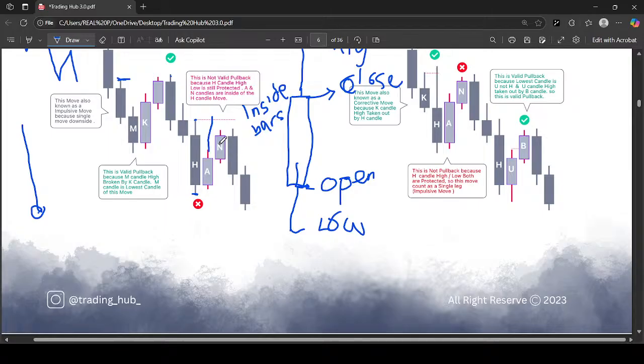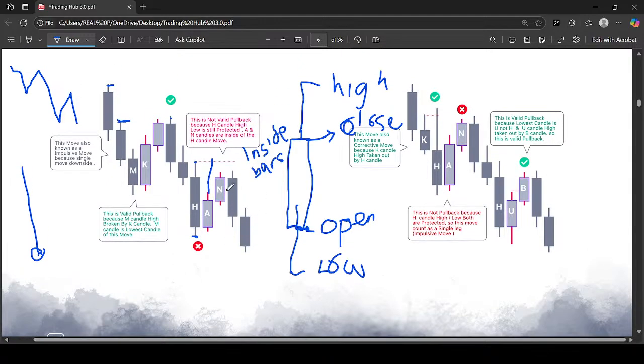Let's imagine that 1, 2, 3 candles have not been formed in our chart. Let's just neglect every candle N and these other two H candles, these bearish candles, and look at only this A as a bullish candle. So if a candle comes here and takes out the high of H candle, then we'll call this a valid pullback. Another way we can have a valid pullback in this same scenario is to see something like this.